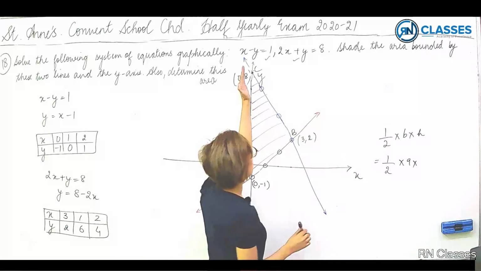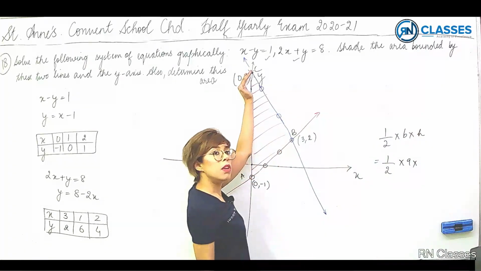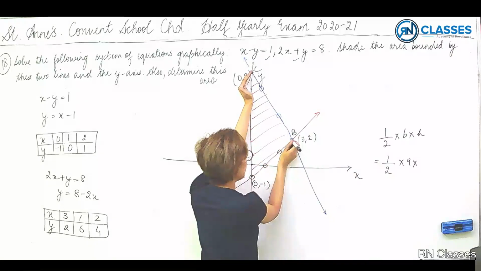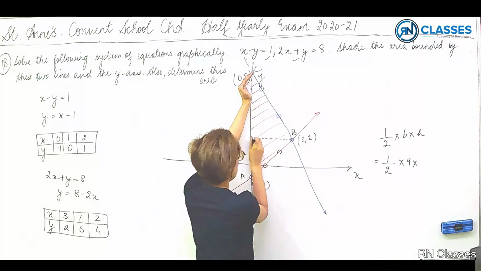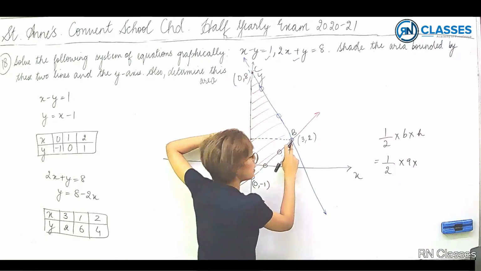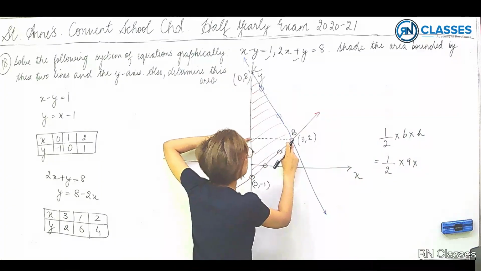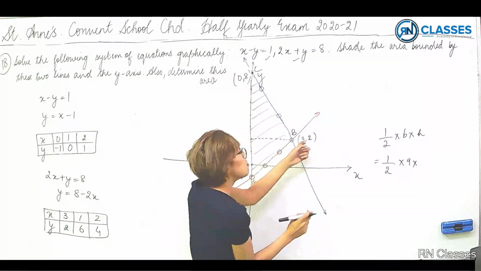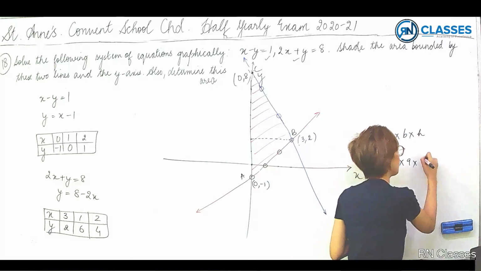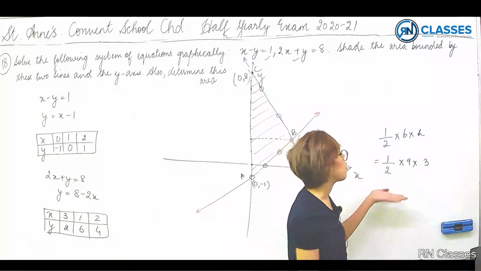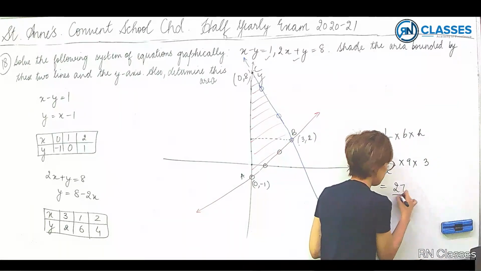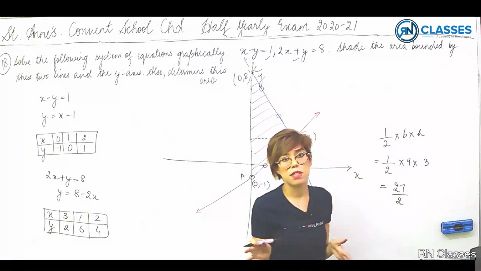Now if this is the base, that means I will drop a perpendicular from the opposite vertex. So as in this thing, I'm interested in this length. Definitely this length is equal to this length, which is 3. So area of the triangle turns out to be 27 by 2 square units.